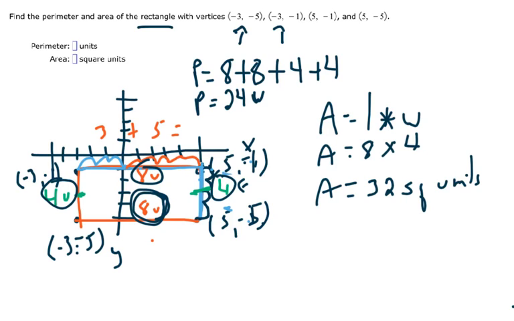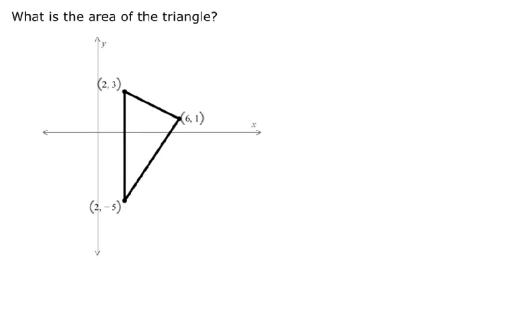Okay, so that's perimeter and area of a rectangle. Doesn't give you a coordinate grid. It does give you the coordinates, though. So I would just draw it out, find your length and width, and then that makes things easy. All right, so this one tells us what's the area of a triangle.